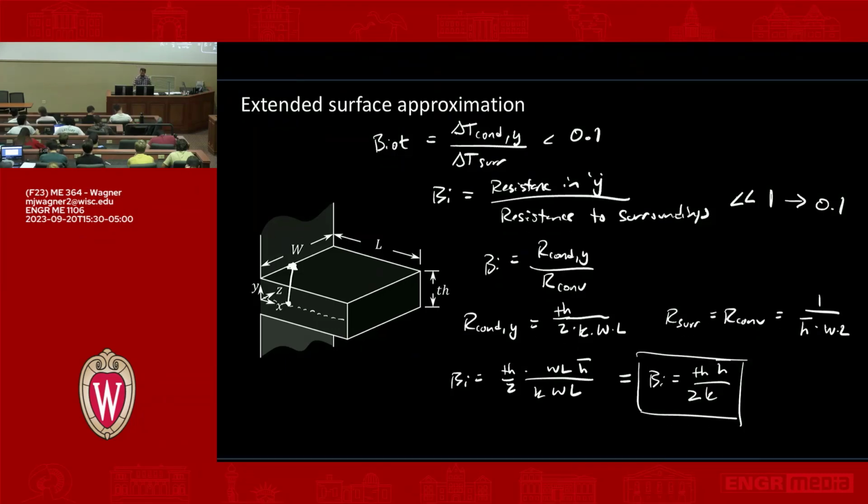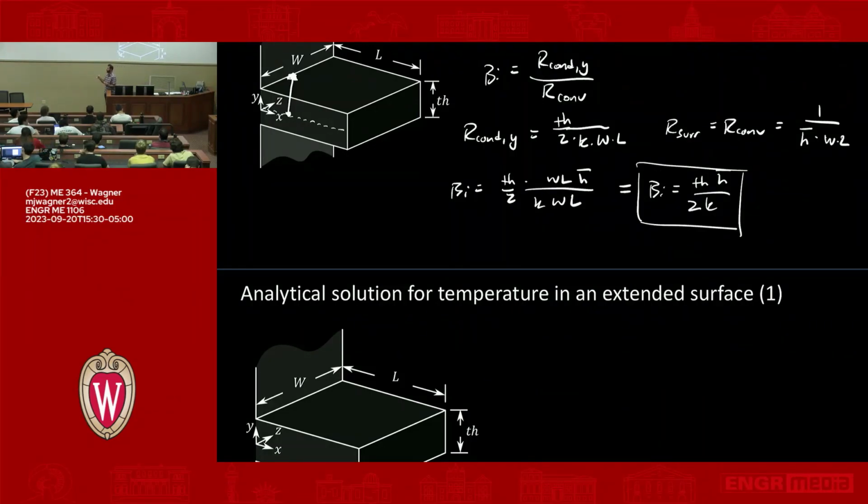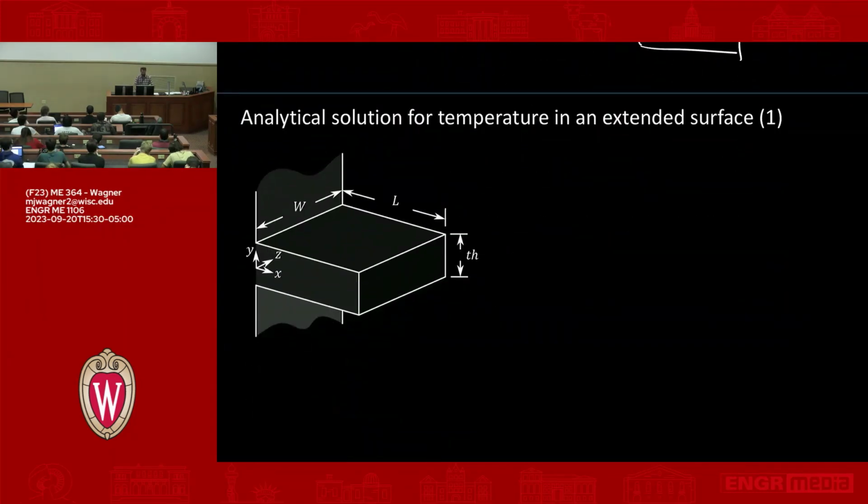Okay, so let's assume now that we've made this simplification where we say I can actually model this fin, or this extended surface, as having only a temperature that changes in the x direction, and the y direction change is negligible. So if we make that assumption, now we can go through this analysis, derive a temperature expression, and solve it. So again, we'll see how far we get today, but let's have an attempt at it.